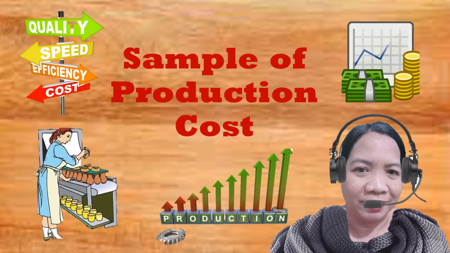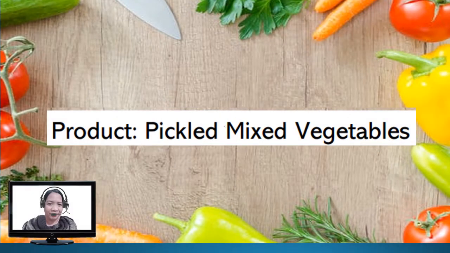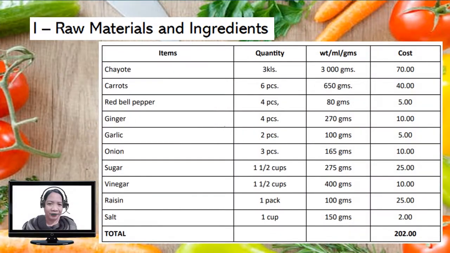This time, let us have the sample of production cost. For this, our product is pickled mixed vegetables. First, you're going to write the raw materials and ingredients: the names, their quantities, their weights, and their corresponding costs. Our total cost for our raw materials and ingredients is 202 pesos.